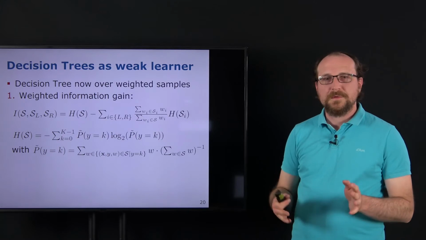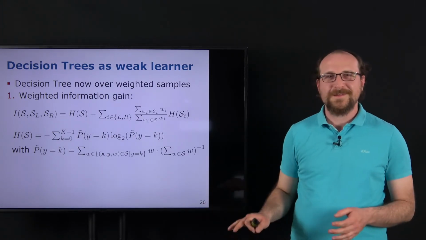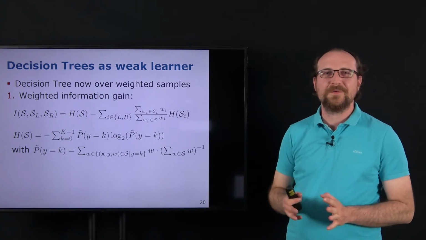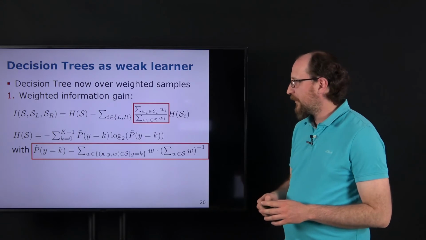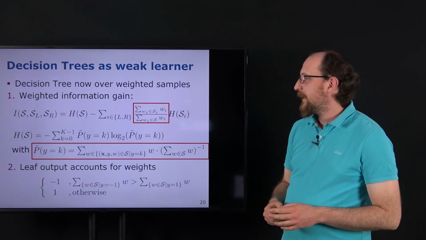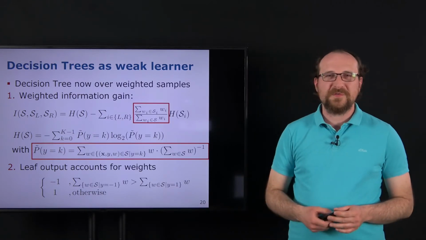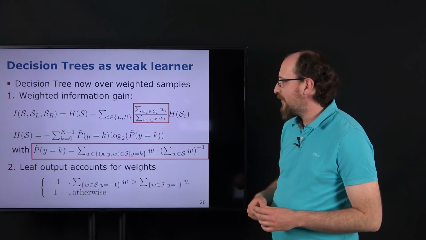So that means, I will show in a bit an example, then you will see that decision boundaries change because of the weighting. So these are the important parts here. And for the leaves, we also have to account for the weights. So at least I account now for them.